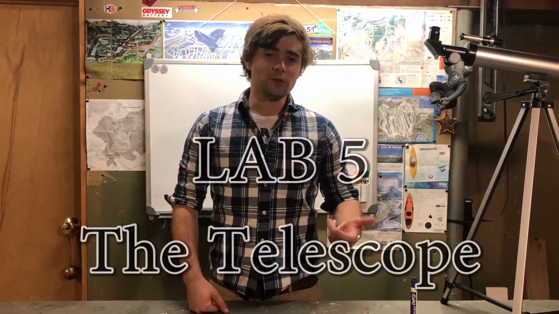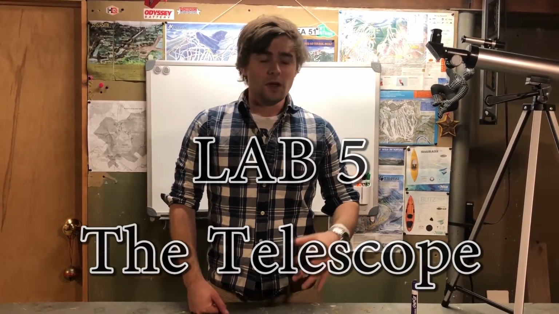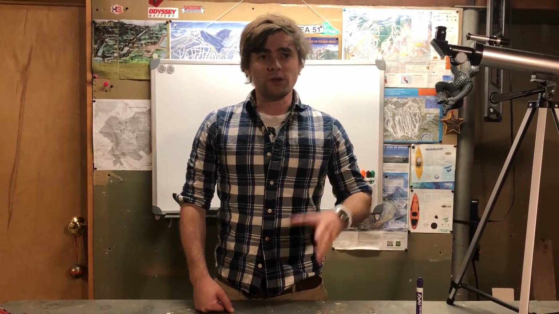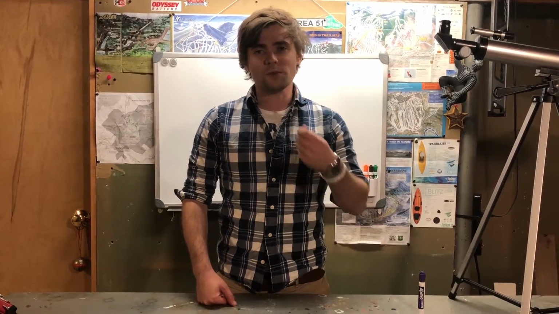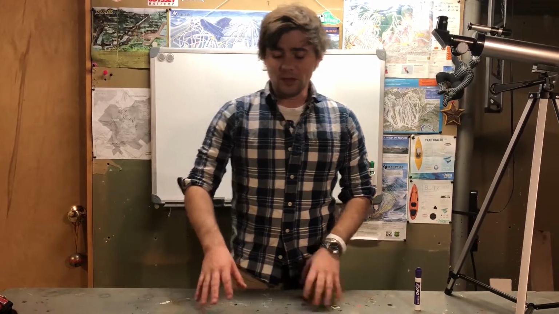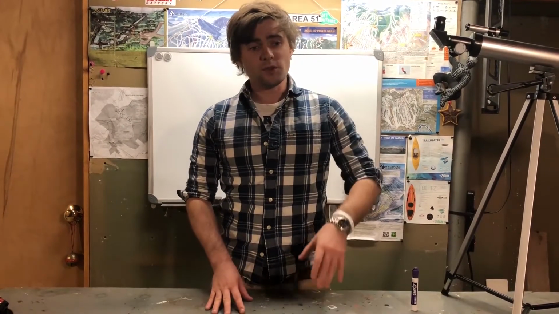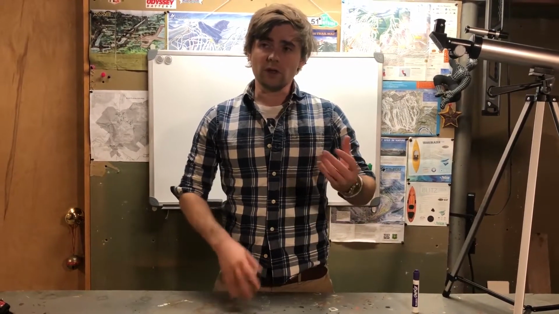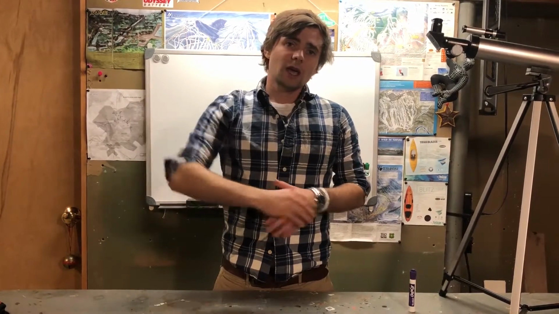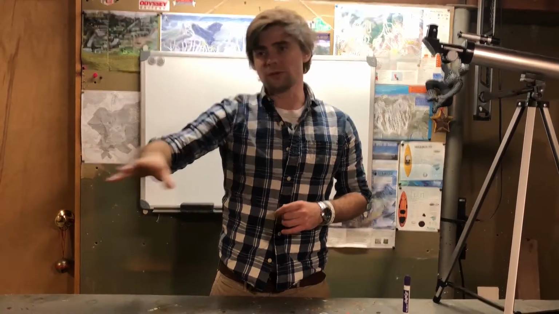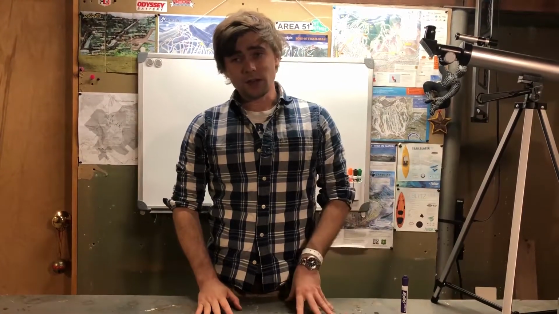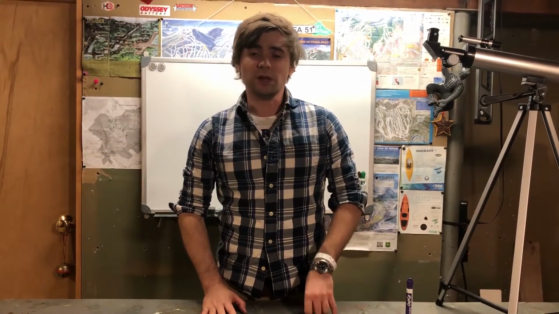This week we're going to be going over Lab 5, the telescope. So to start out, let's give a brief overview of the history of the telescope, how it was first used in astronomy, and why it's so important. Initially the telescope was developed for warfare. It was used to survey the battlefield, to get distances on objects that were far away, soldiers, encampments. It wasn't until Galileo came along that he decided to apply it to astronomy.